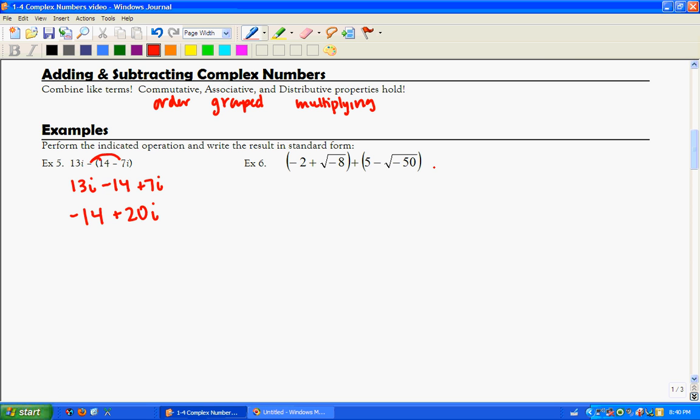For example 6, it's helpful to reduce your square roots first of all. So hopefully you remember that 8 turns into 2 square root of 2, but it's -8, so it's going to be 2i times the square root of 2. And then plus 5 minus 50 is 25 times 2, but again it's negative, so it'll be 5i square root of 2. And so now we're going to combine our real parts to give us 3. And since they're both a square root of 2, we can combine the imaginary parts, giving us minus 3i square root of 2.